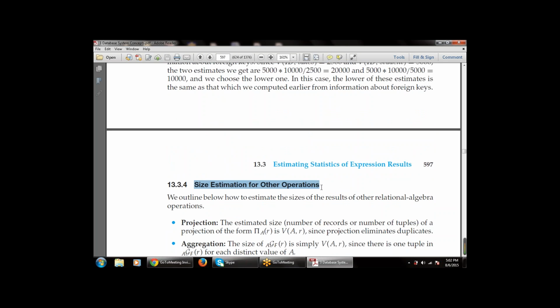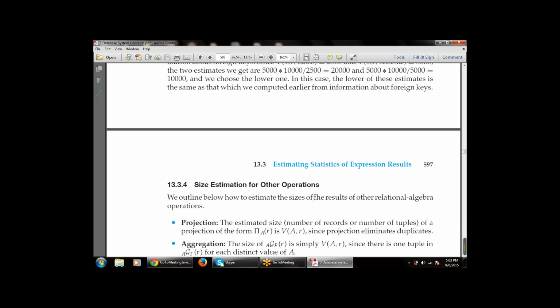The next topic is size estimation for the other operations. We outline below how to estimate the size of the result of other relational algebra operations. The first one is projection.